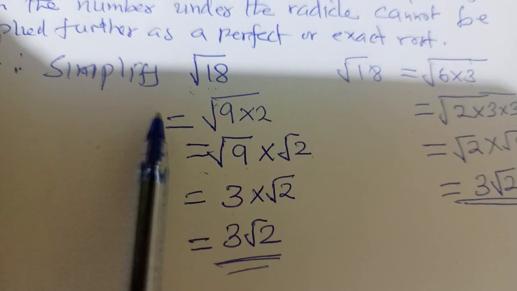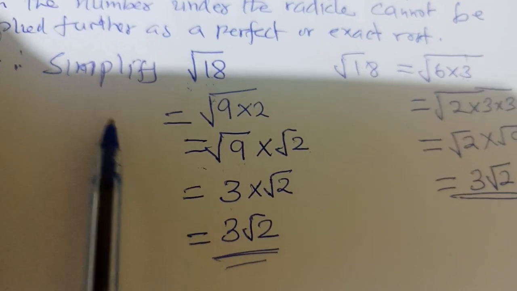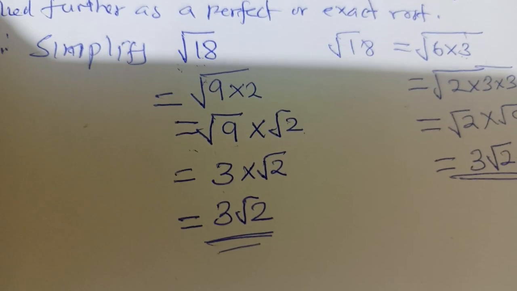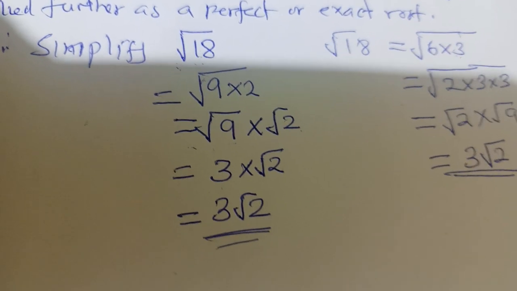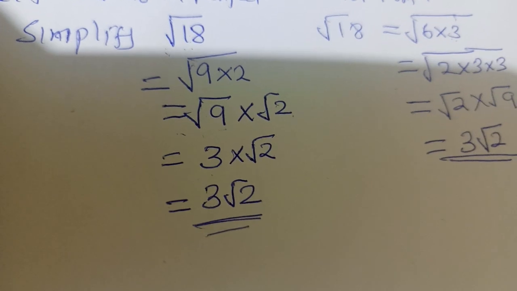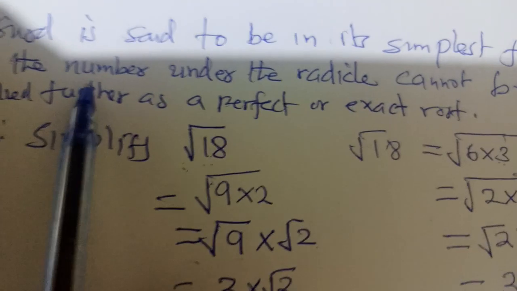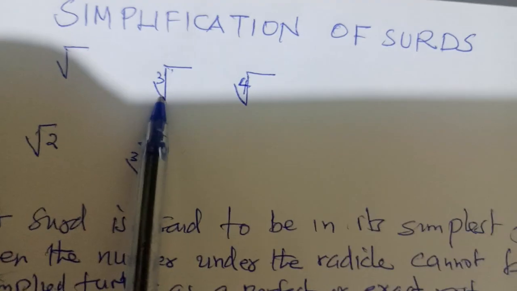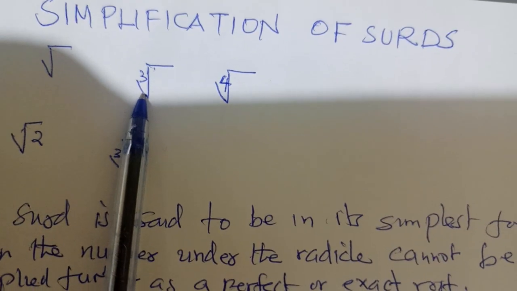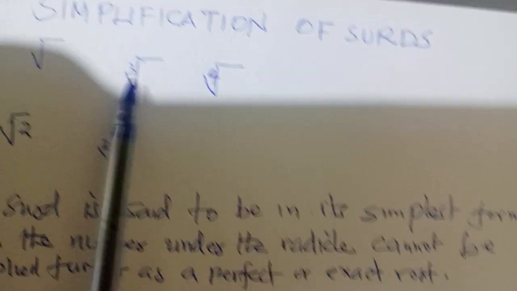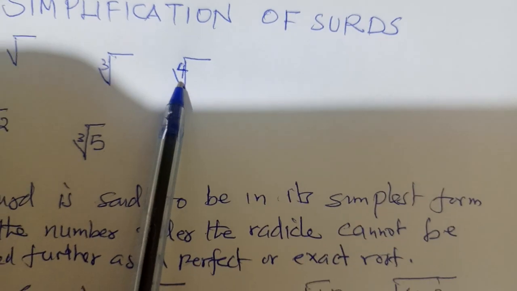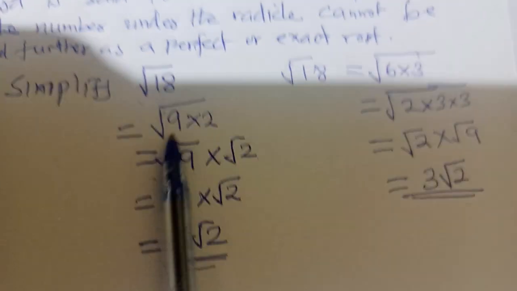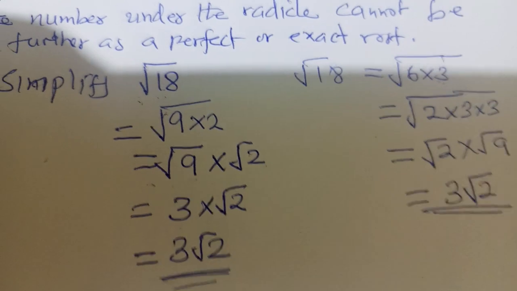Now, in this case, we've dealt with a square root. The same procedure applies to any other cube root, any other surd of whichever order. Now, square root, we say, is a surd of order 2. And then cube root is referred to as a surd of order 3. And fourth root is a surd of order 4.